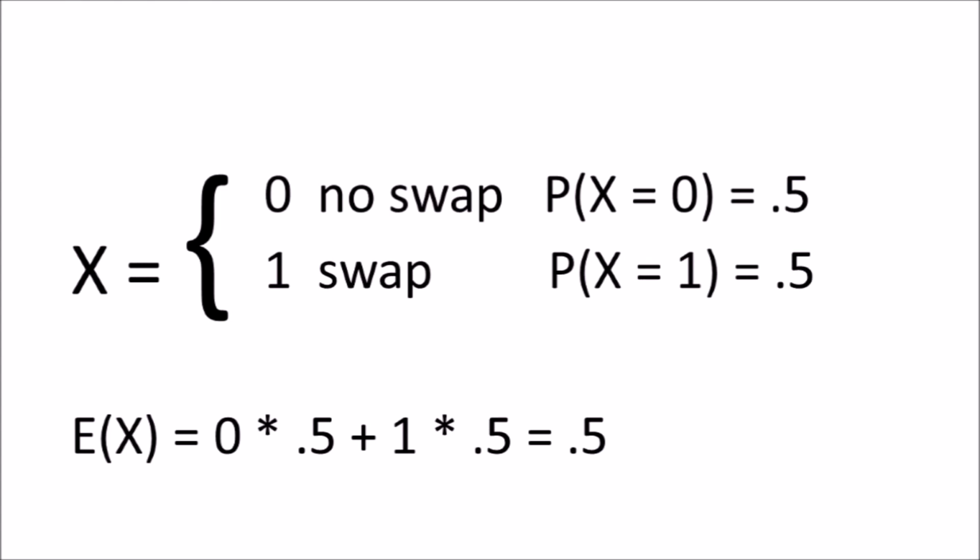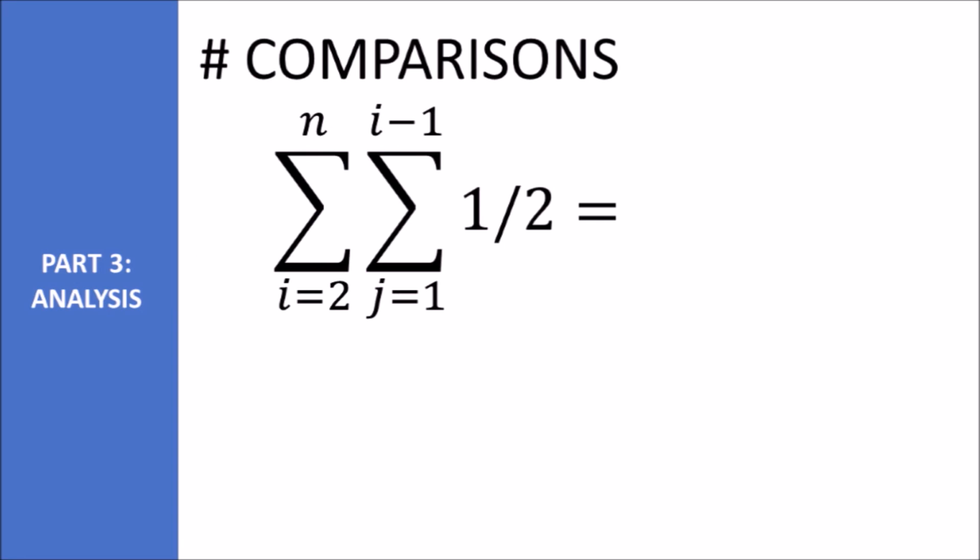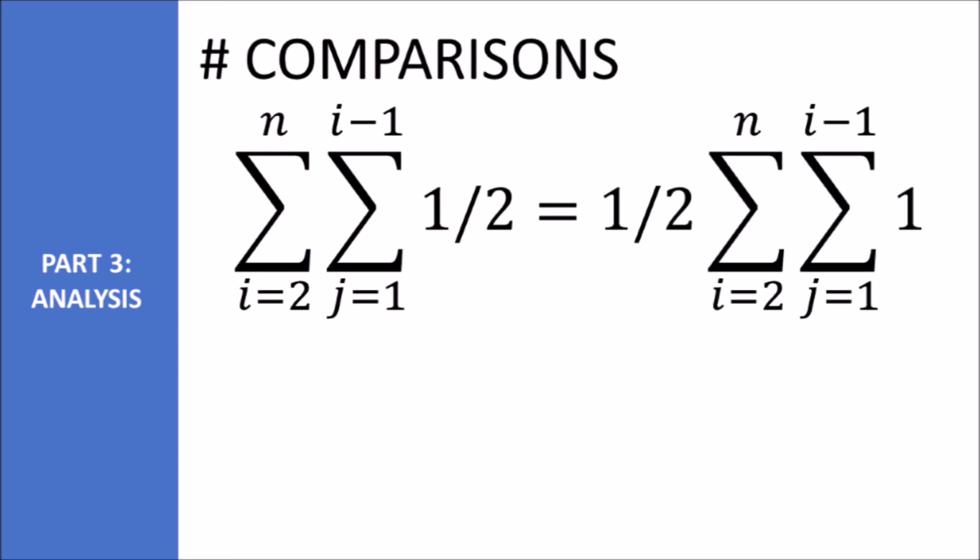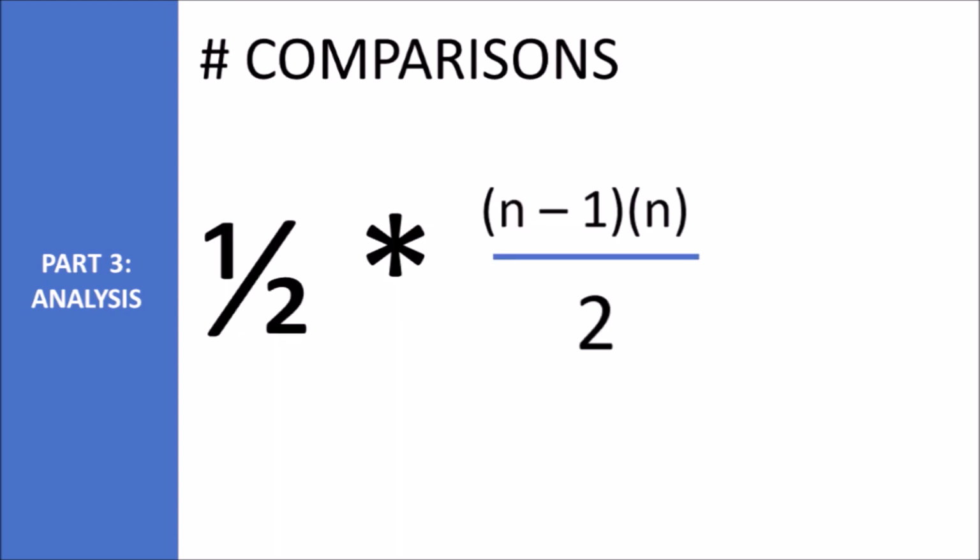If you are unfamiliar with random variables or expected value, please check out the videos in the description. We end up with this summation. It is the same as before, except we expect half of a swap per inner loop iteration. Let's pull out the constant. If you are unfamiliar with this summation property for constants, check out the video in the description for summation properties. We've already solved this summation. We get 1/2 times the result of the summation.